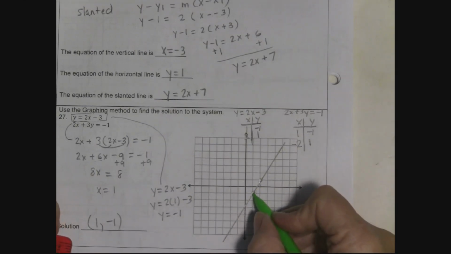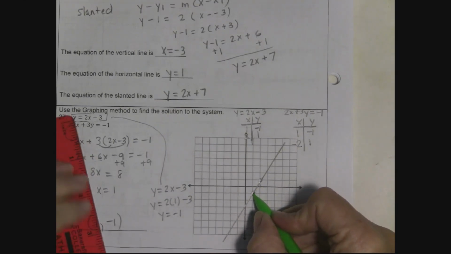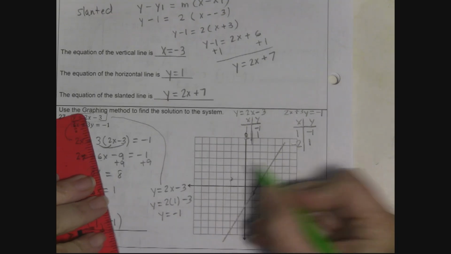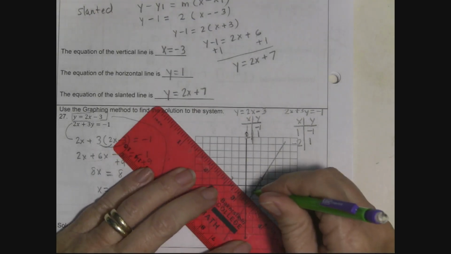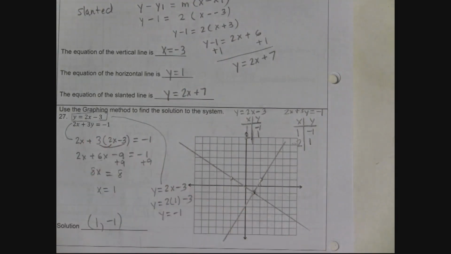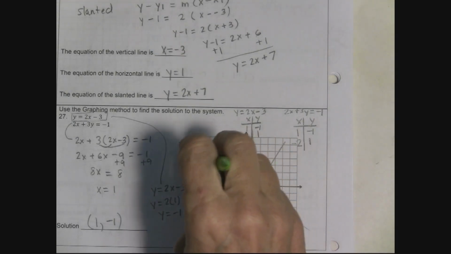So I plot this point, 1, negative 1, and then the point negative 2, up 1. And I'm going to draw a line through them, and there I graphed both of them, right? And so that would be perfect if that's what you did, because when I ask you to use the graphing method, that means that you have to graph this line and you have to graph that line.